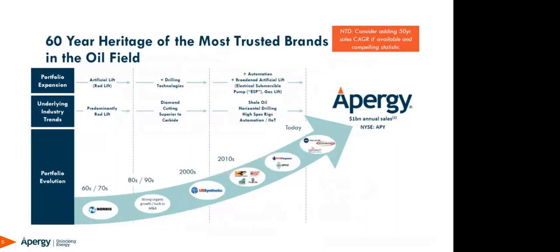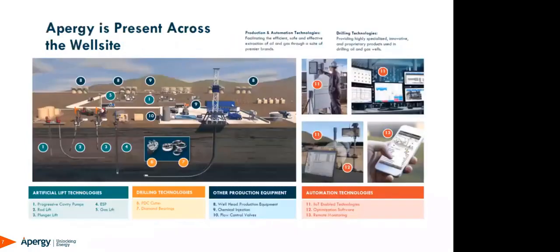You can see that the mixture of these companies plays across the oil and gas industry from upstream to downstream. Apergy's present across the well site. Windrock falls into the automation technologies section. So we've got our IoT-enabled technologies, optimization software, and remote monitoring.